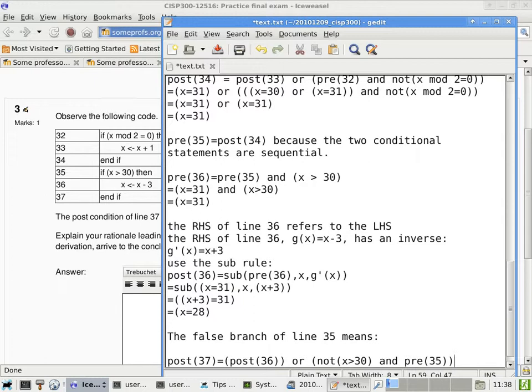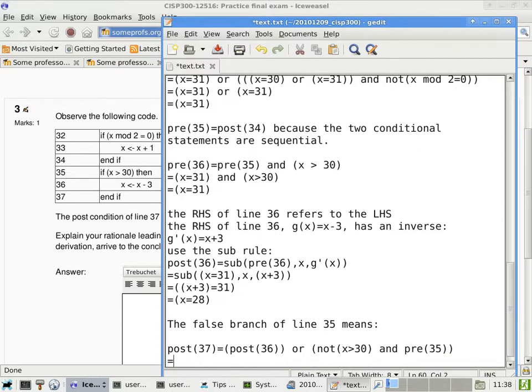The negation of the conditional statement and the precondition of the entire conditional statement, they both have to be true. But it will get to some interesting result. Okay, the post 36 is just x equals 28. What about the other side? The other side is saying x is less than or equal to 30, which is the negation of x is greater than 30. But pre-35 is interesting, because pre-35 is saying x equals 31.